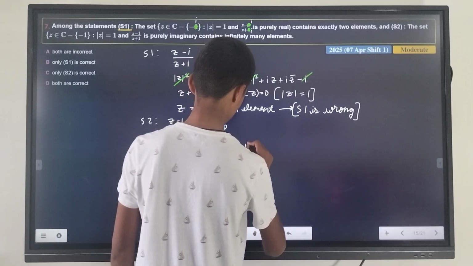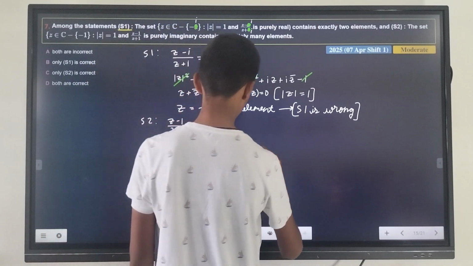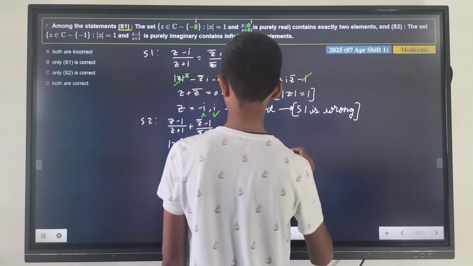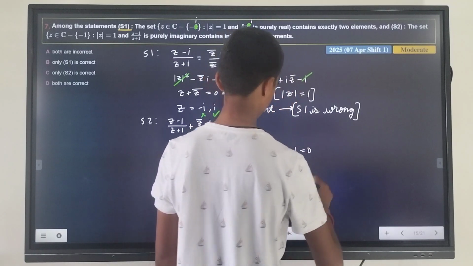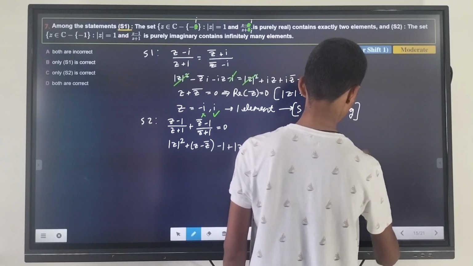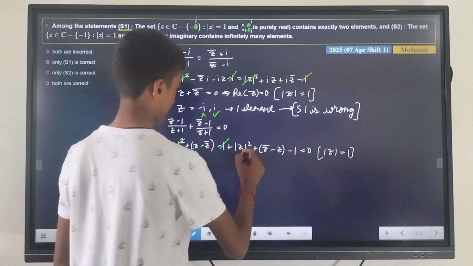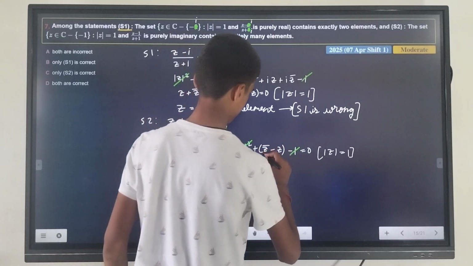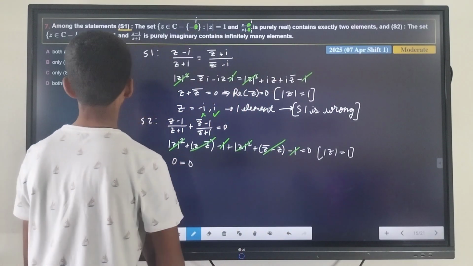plus mod of z whole square, z bar minus z, and again minus 1 is equal to 0. Now our mod of z is equal to 1. So the mod of z square and minus 1 will get cancelled here also. And here z minus z bar and z bar minus z will also get cancelled. So 0 is equal to 0.